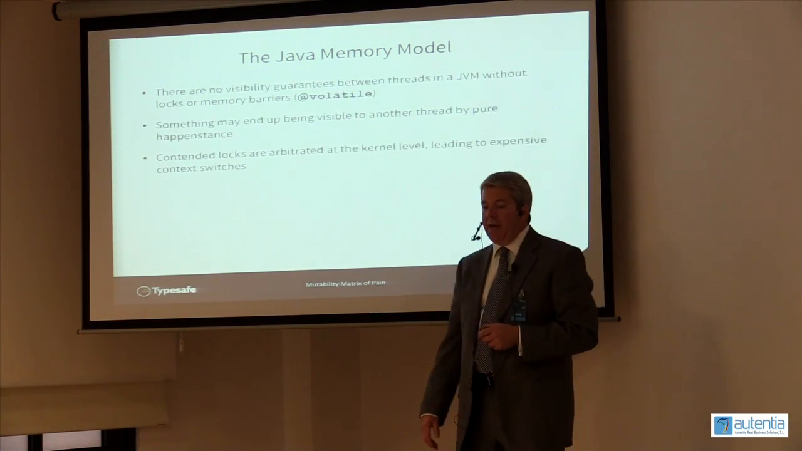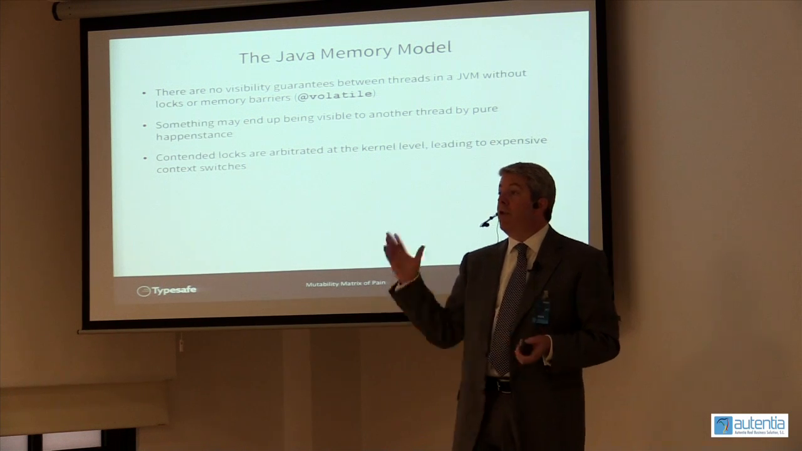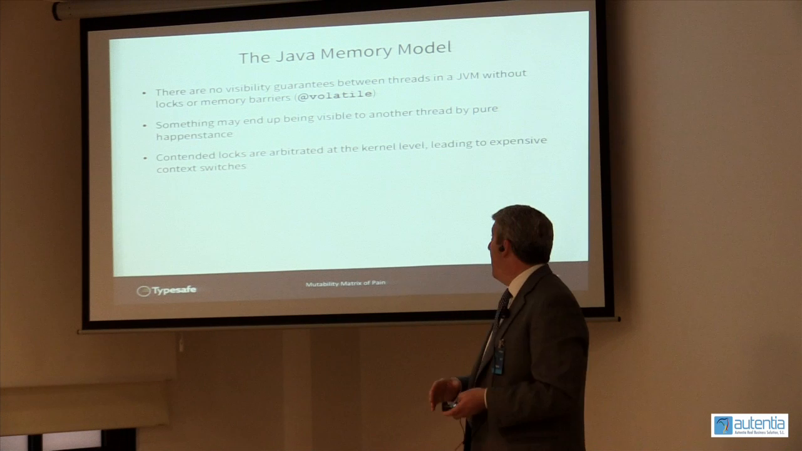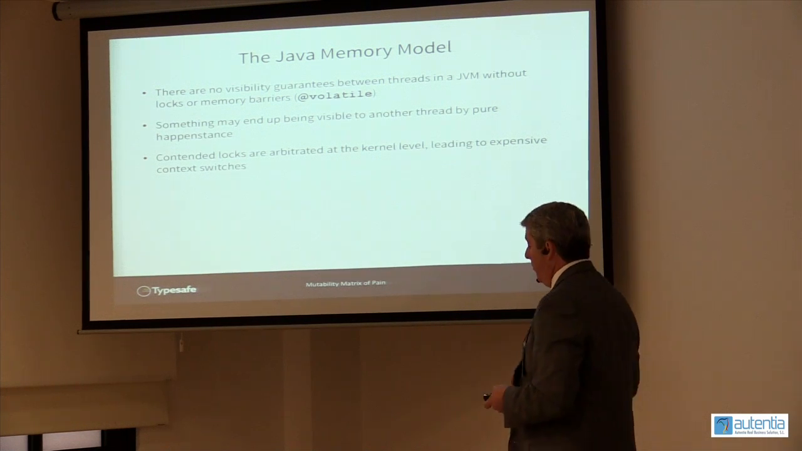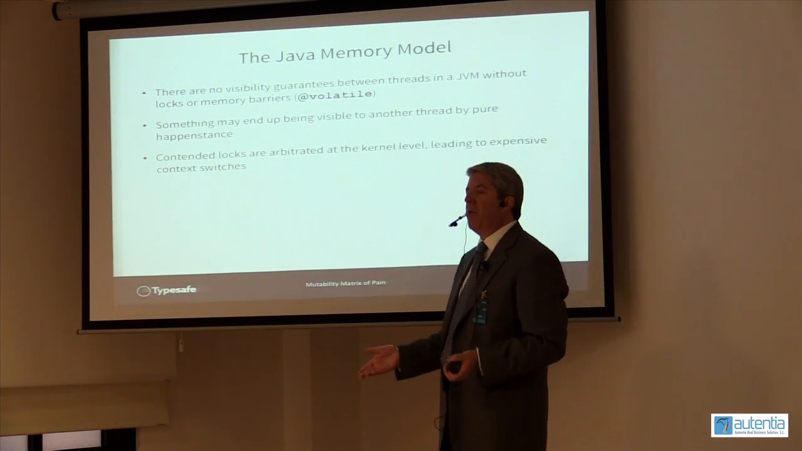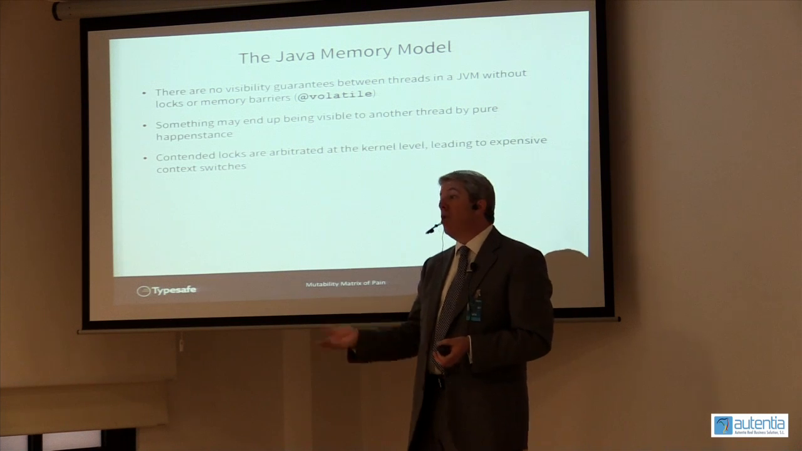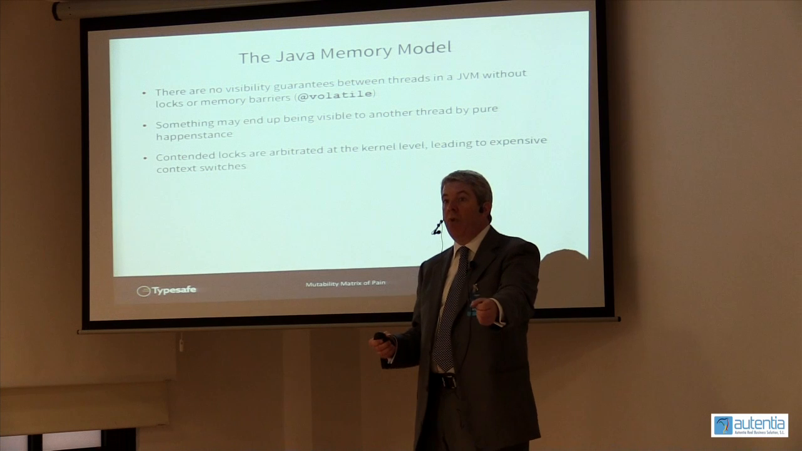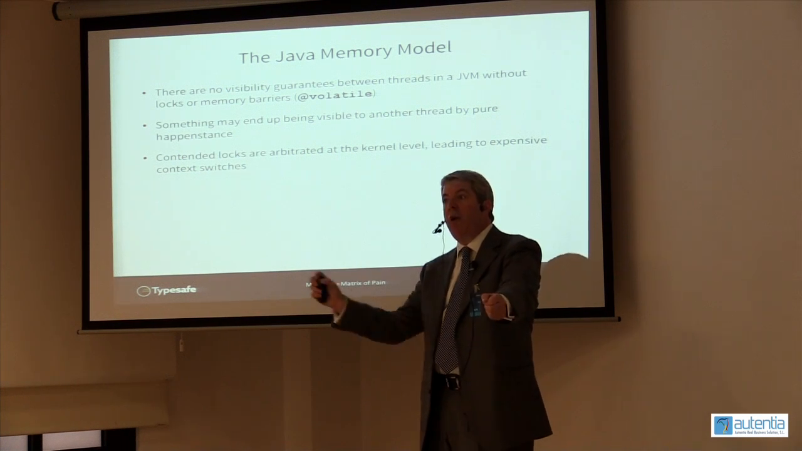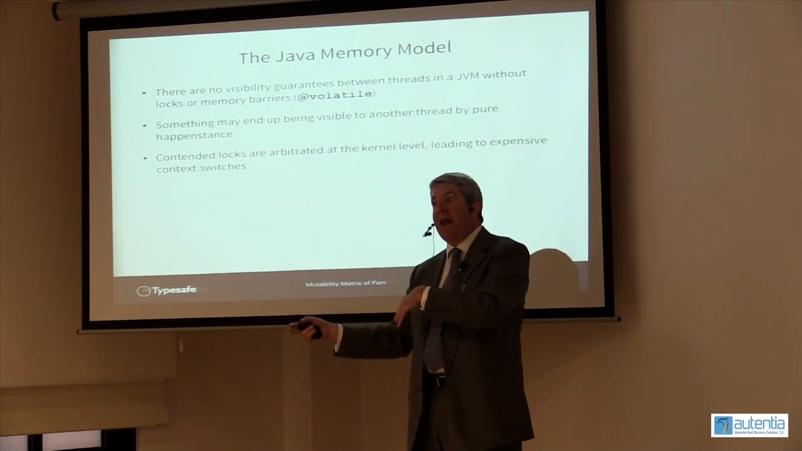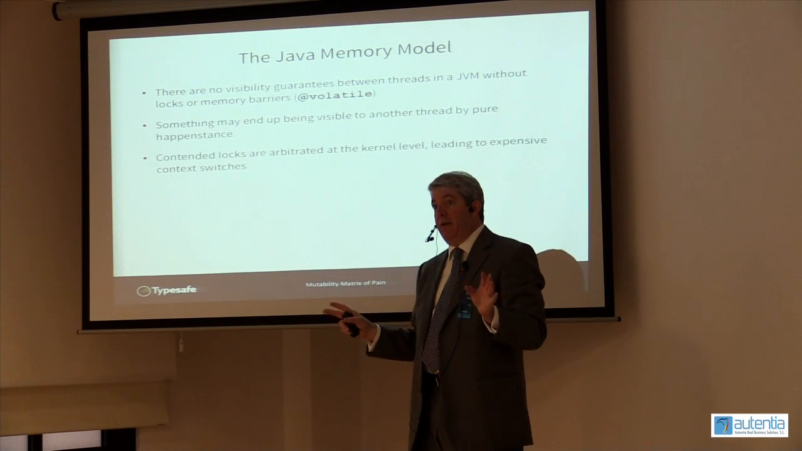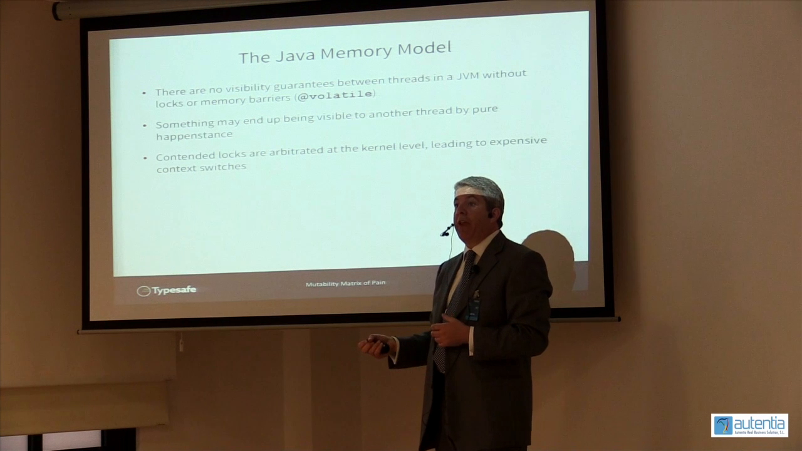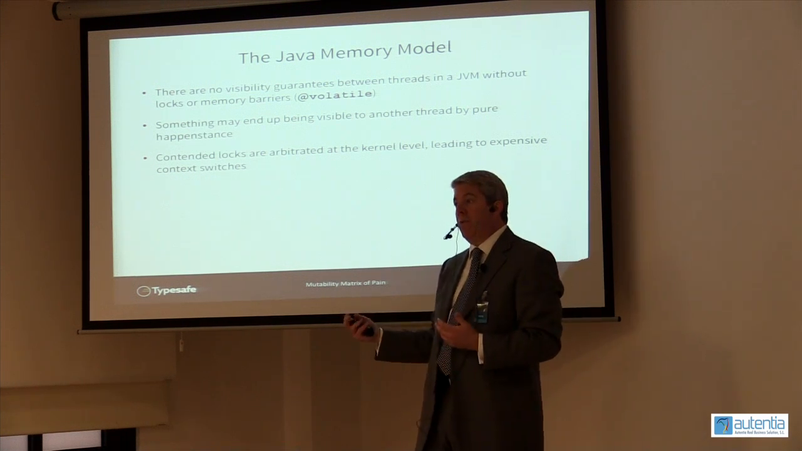We also have something called volatile. Anybody here use volatile? Okay, I'm going to be talking a lot about volatile here. There's no guarantee of visibility between threads. By pure luck, you may see an update to state on one thread over on another, but there's no guarantee of it. And in order to get those guarantees, we use things like volatile.